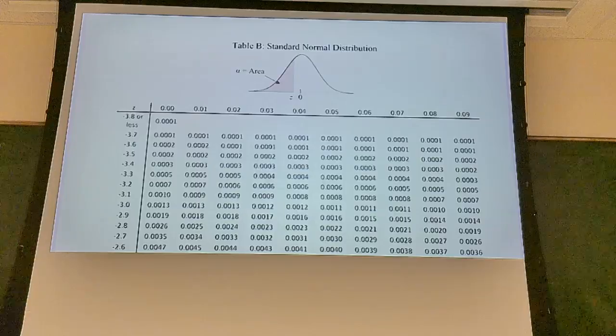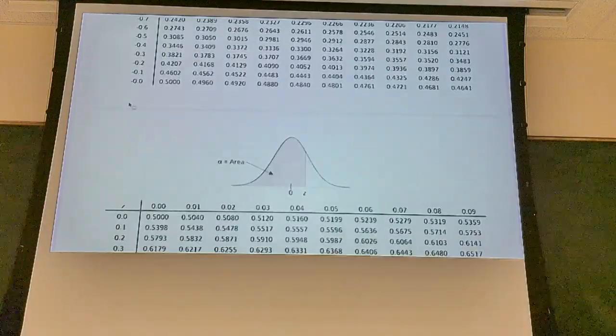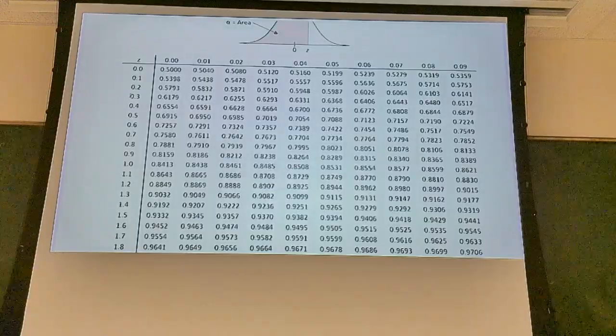So this is the table. What we're going to want to do is look first in the first column. That will give you the first two digits, the units digit and the tenths digit. We want 0.3. The first page is all the negatives, and the second page is all the positives. There's 0.3 there.